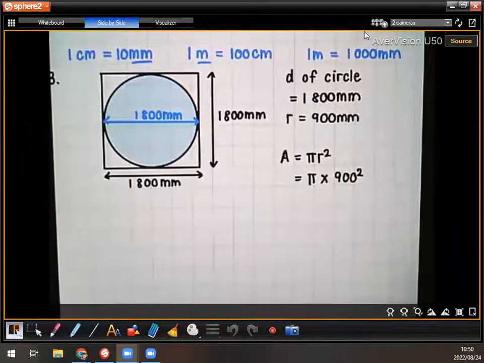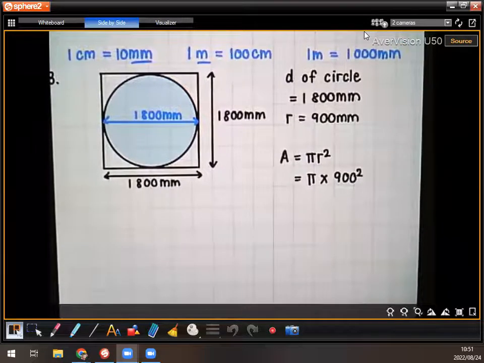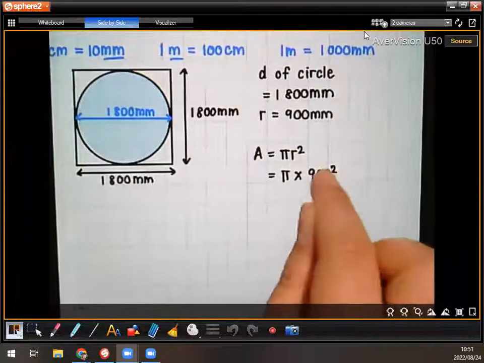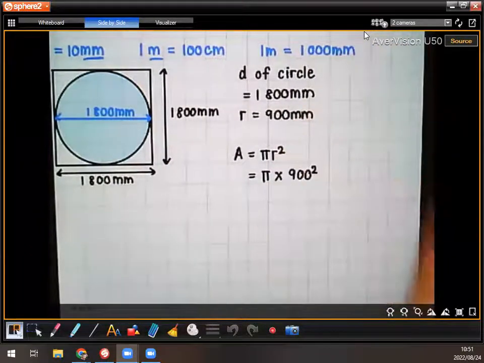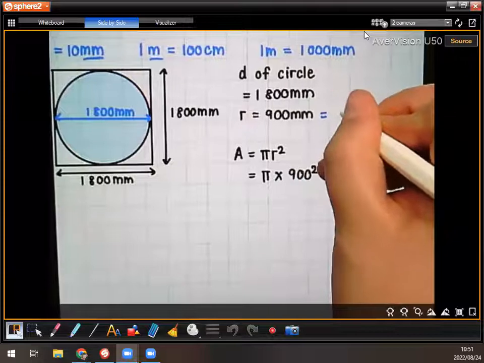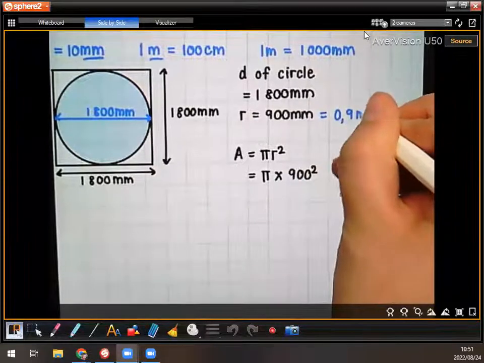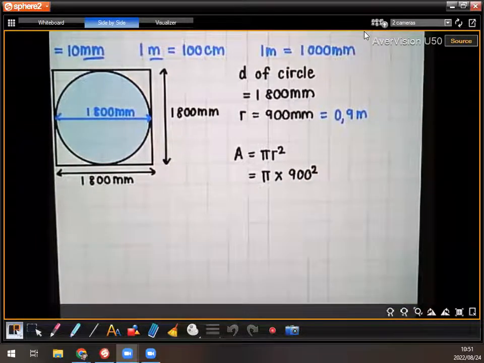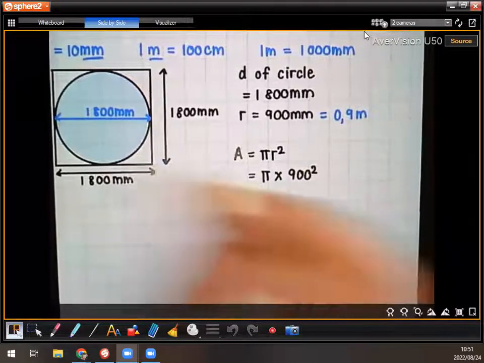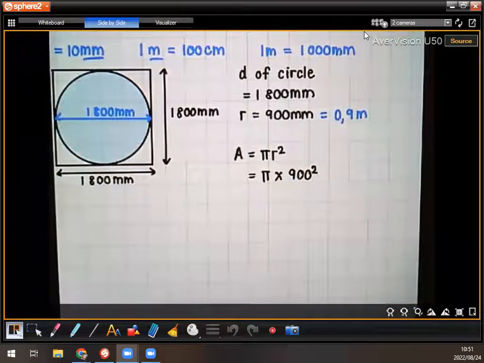So what's that going to be in meters? What do you guys think? 900 millimeters in meters? 0.9. Okay, so let's add here, I'm going to change that as well. Let's add to this line, 900 millimeters is actually 0.9. 1 meter would be 1,000. So it's just short of 1,000 millimeters when you have 900. So 0.9.